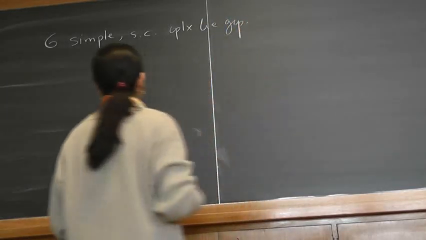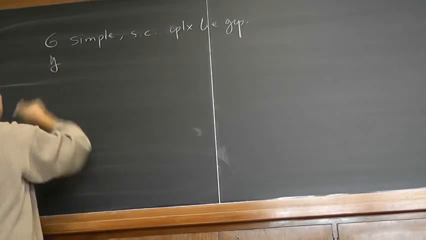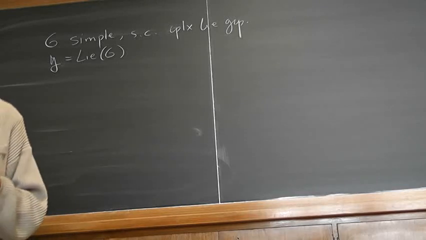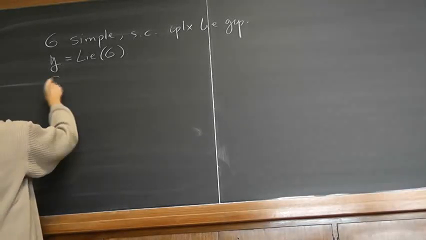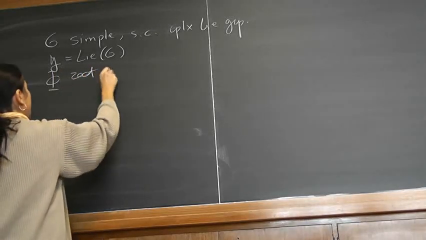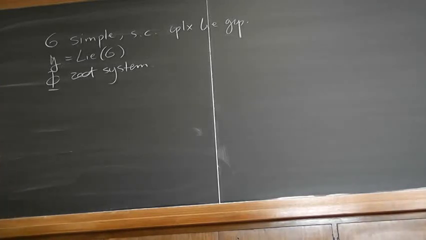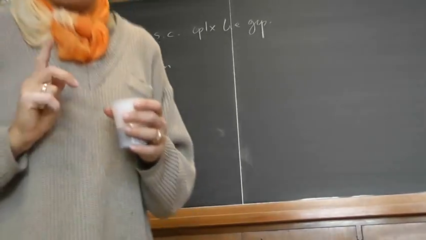So we are in this setting, we are considering a simple complex Lie group which is also simply connected. And then we consider the Lie algebra of G. We have introduced last time all the concepts about the root system. So it's the root system. We make a choice of a positive system which allows us to speak about the decomposition. Have we spoken about the decomposition? We have not. I have to wait.